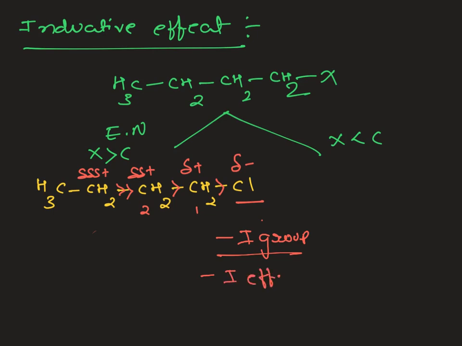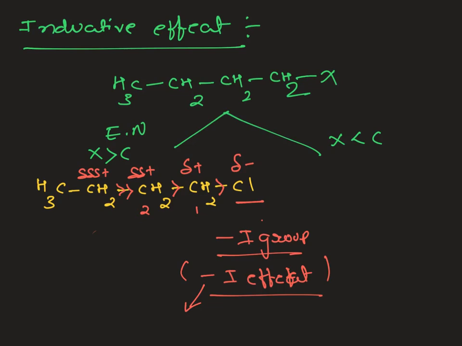Because of chlorine, it is dragging towards the chlorine side, and this effect is called minus I effect. Minus I effect is negative inductive effect. If a group or atom is more electronegative than hydrogen and carbon, then the group withdraws electrons from the carbon chain towards itself, and it's said to have minus I effect.